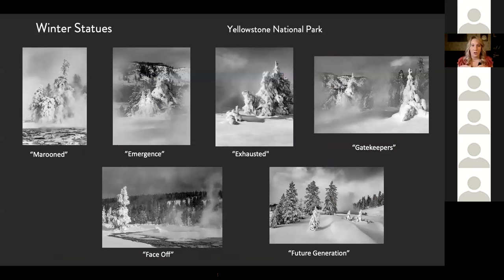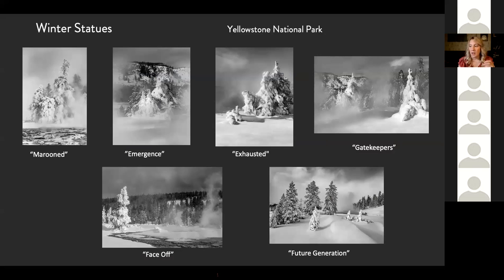So back to my trees, I don't know if I mentioned it, but I did make a collection out of this, and I named it Winter Statues. Like I explained, I just kind of wanted to give these trees some human attributes. So each picture is kind of named for what I felt they represented. So in the first image, they were marooned. That's a thermal feature in front of them. So it kind of looks like they're stuck on this island.